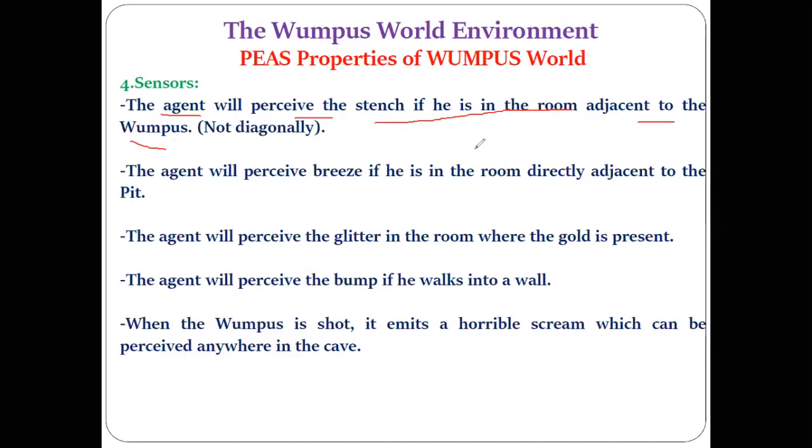If the agent is in the room next to the wumpus, he will perceive a bad smell. Understood? For that purpose we need the sensor. The agent will perceive the breeze if he is in a room directly adjacent to the pit. If the agent is in the neighbor of the pit, then that agent must perceive the breeze, and from that perception the agent can take the decision in which direction he should move.